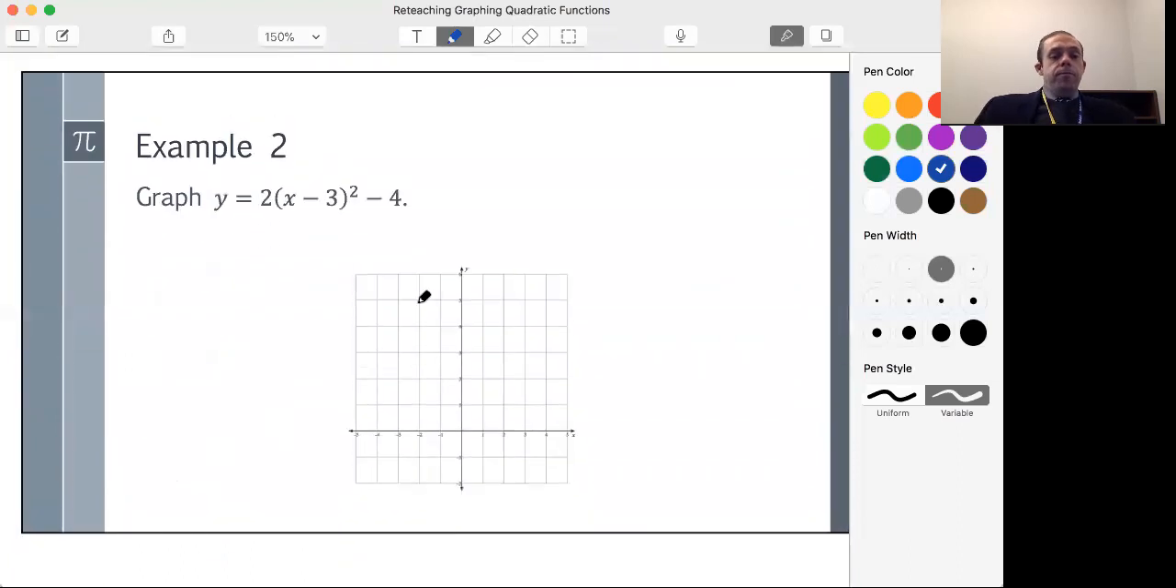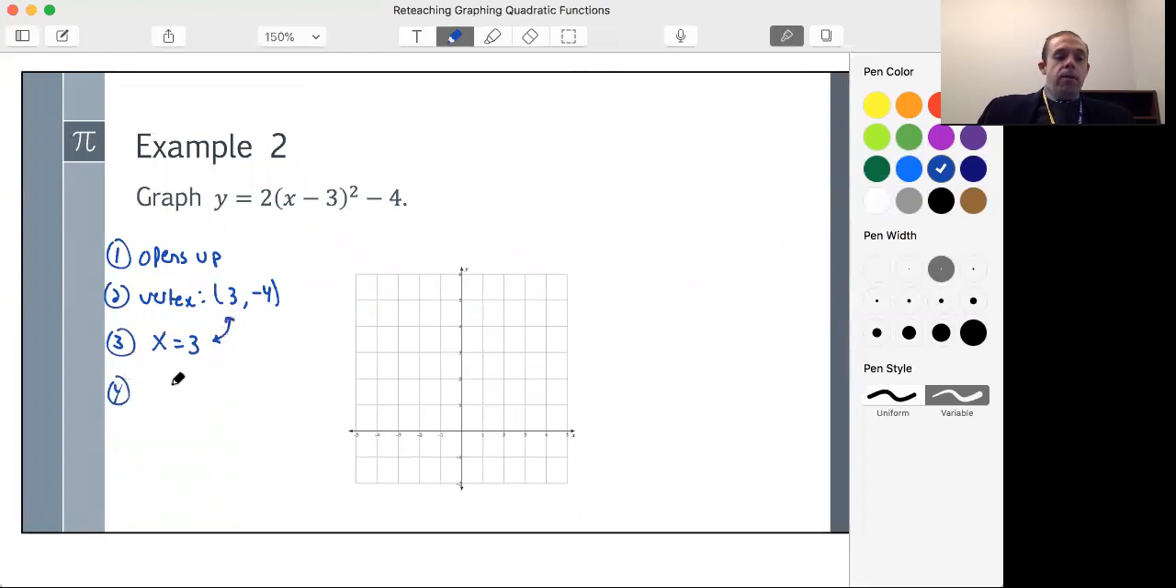So example 2, step 1, direction of opening. So we know this opens up because a is positive. Step 2, the vertex is in the equation, opposite in sides and same outside. So 3, -4. All right, step 3, the axis of symmetry is x equals 3. It's always going to be this x coordinate.